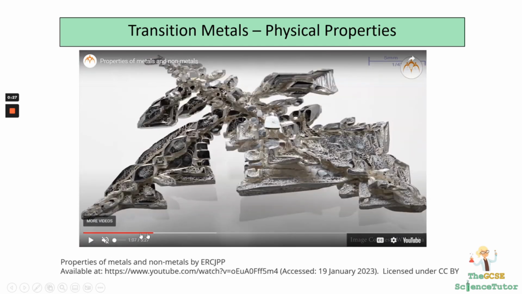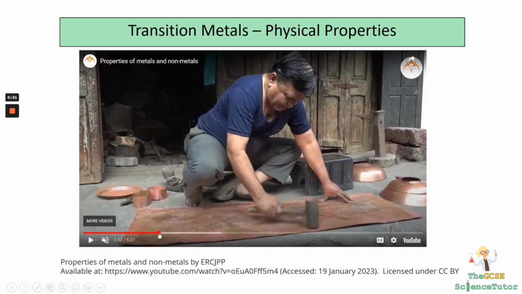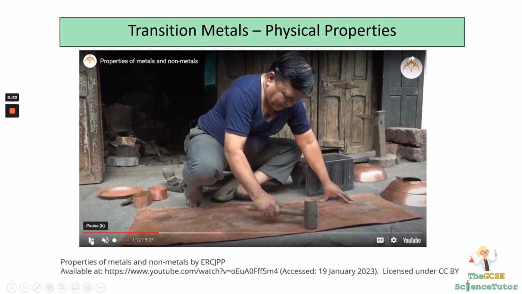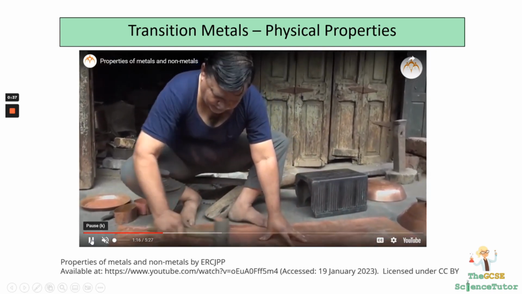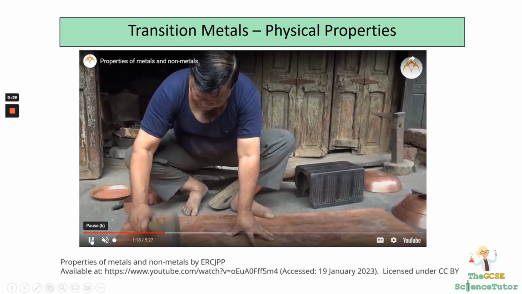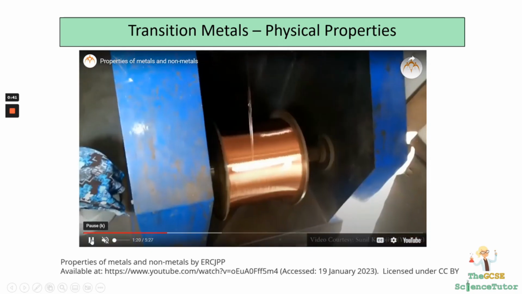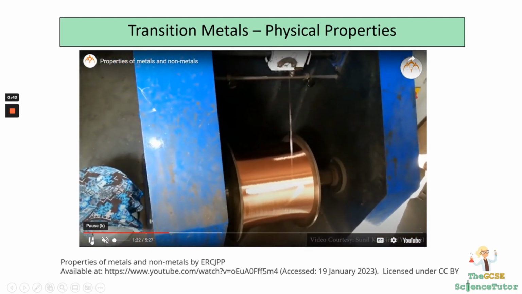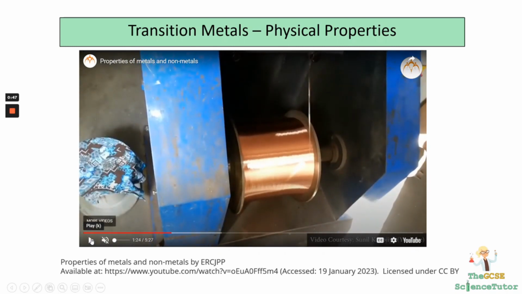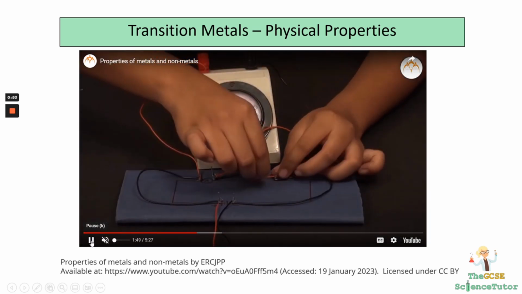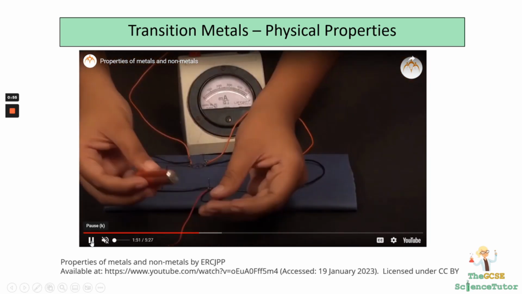We can also see the transition metals here, copper being hammered into sheets, which means they are malleable. Copper being drawn into wires, which means they are ductile. The metals can be set up in a circuit to show that they conduct electricity, like all other metals.